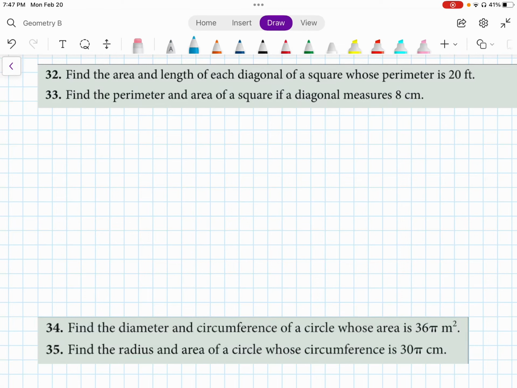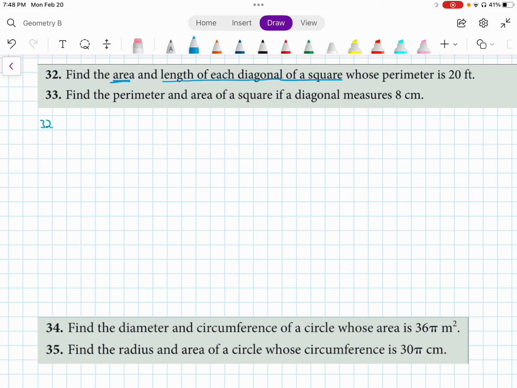Number 32: find the area and length of each diagonal of a square whose perimeter is 20 feet. So we want to find the area of the square and the length of each diagonal of the square. We want to find two things. We know the square has a perimeter of 20 feet.